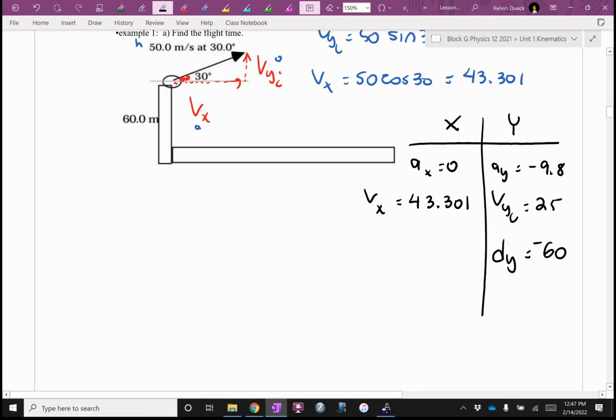Sarah, which column do I know three things in? I'm going to solve for T vertically. So I'll put a little T equals question mark. Looking for an equation that's got an A, a VI, a D, and a T in it. There is one. Our old friend. D equals VIT plus a half A T squared.